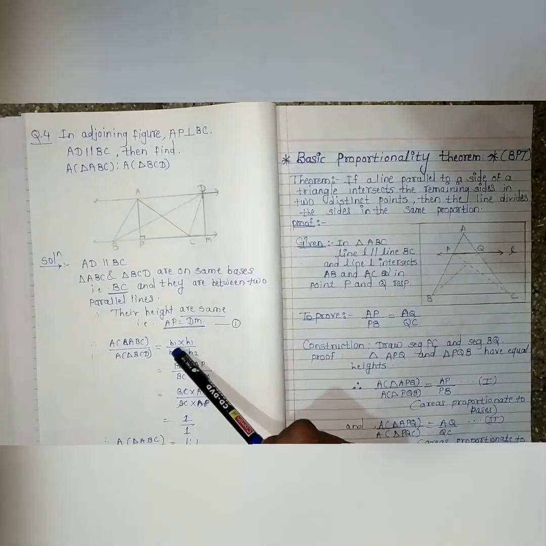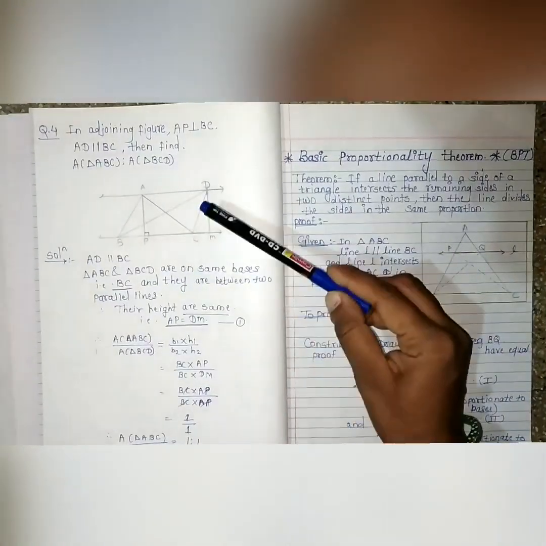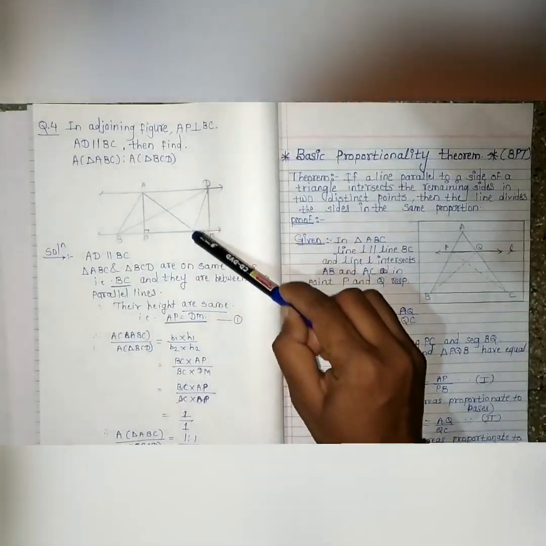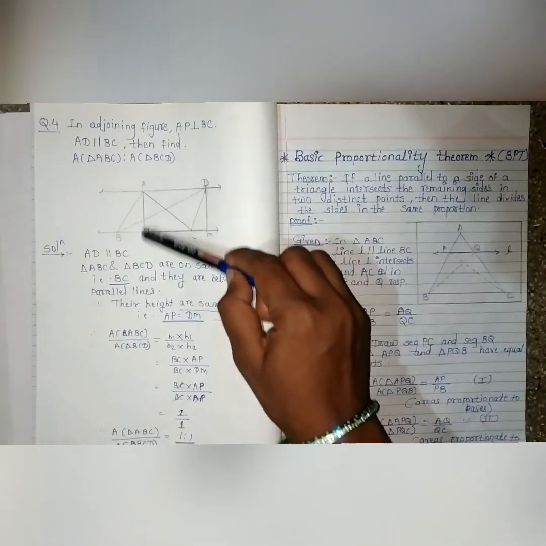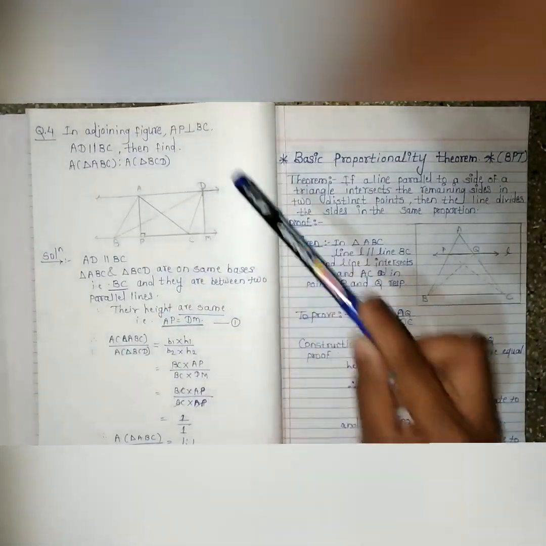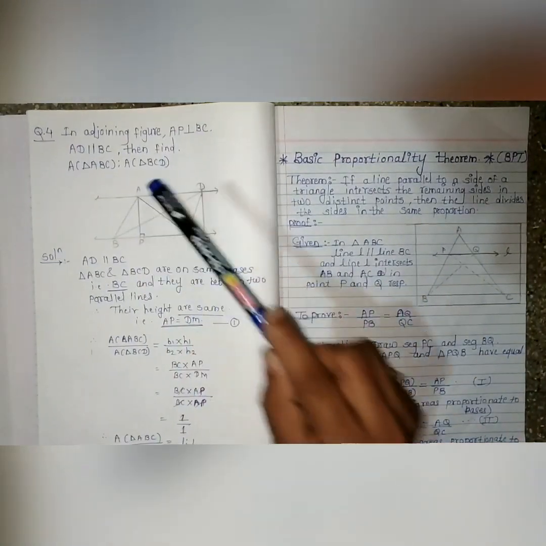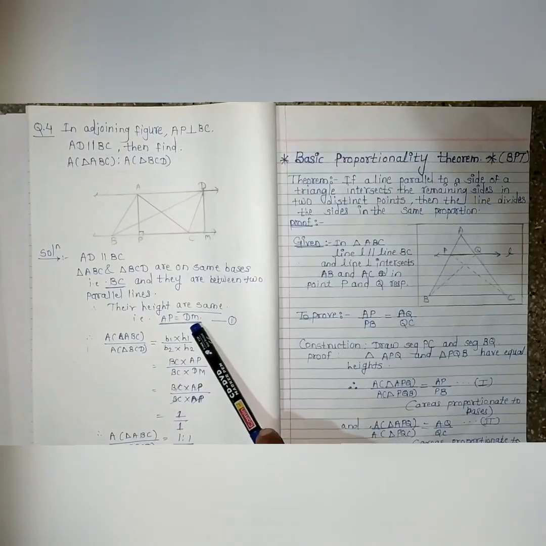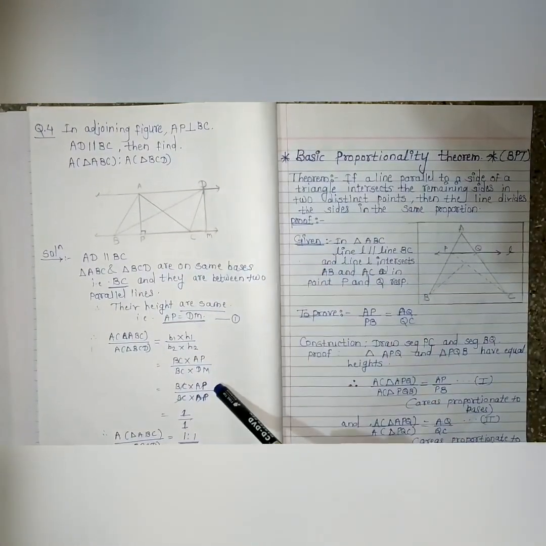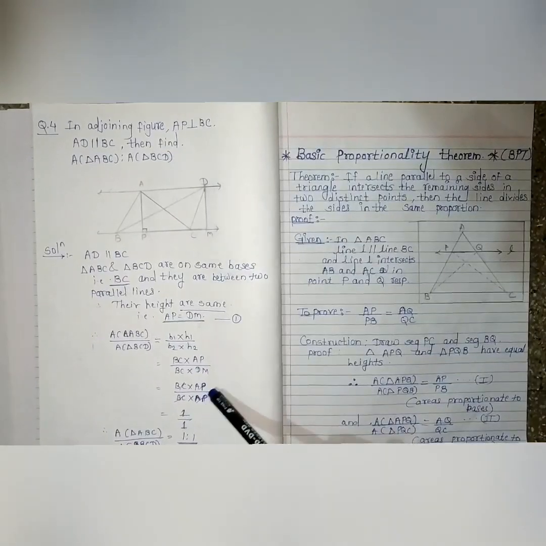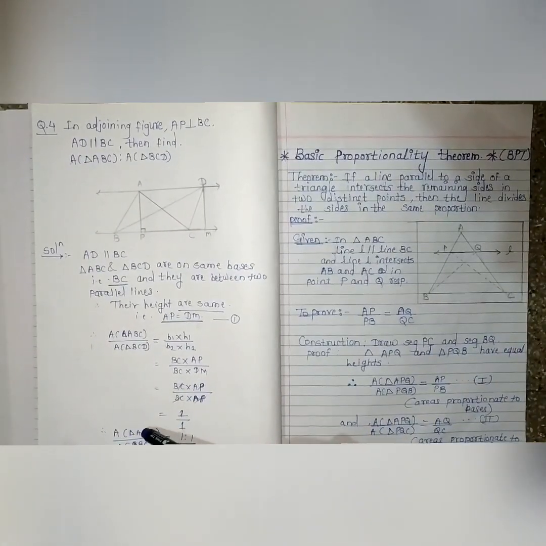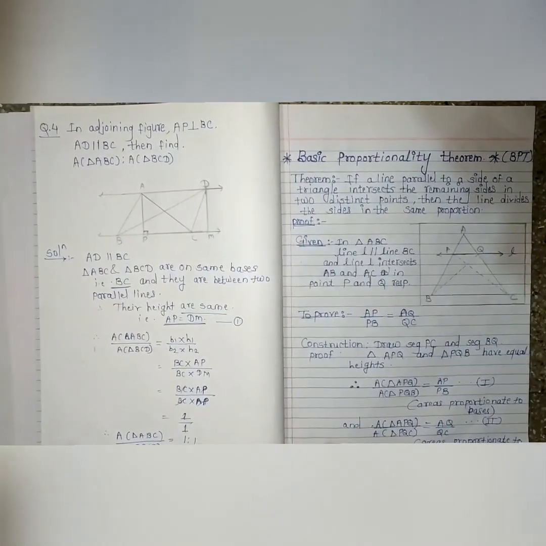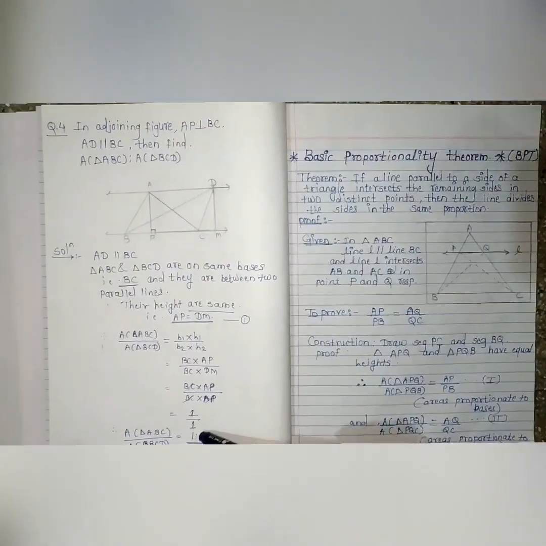Putting the value, what is the base B1? In triangle ABC, the base is BC and the height H1. In triangle ABC, what is the height? AP is the height. In triangle BCD, what is the base? BC, common base. And what is the height? DM. But from before, what is the value of DM? Value of DM is AP. Therefore, putting the value AP for DM, the remaining terms: area of triangle ABC upon area of triangle BCD. Here BC gets cancelled. Therefore, the ratio of area of triangle ABC to area of triangle BCD is 1:1.